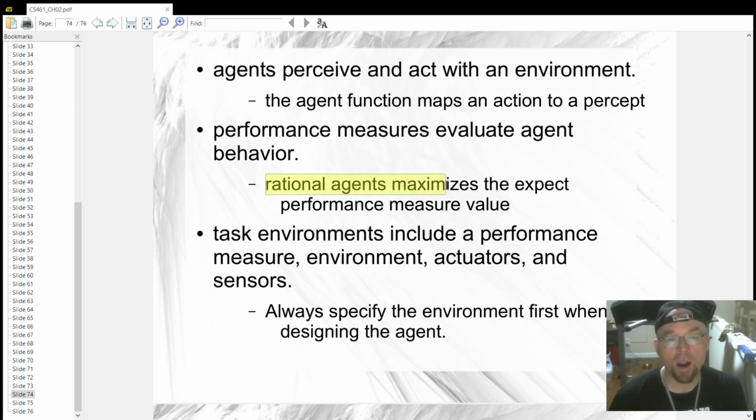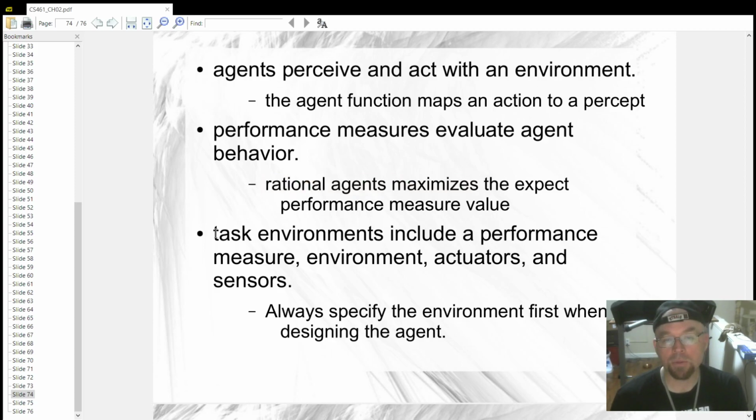Rational agents are trying to maximize the expected performance measure value. It's not possible to make a perfect agent, but it is possible to make one that's rational, one that tries to make the best decision it can given the information that it has at that instance in time. They're not omniscient. They can't know the outcome of actions ahead of time.